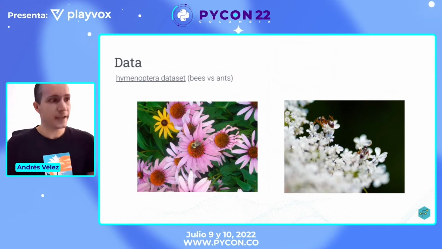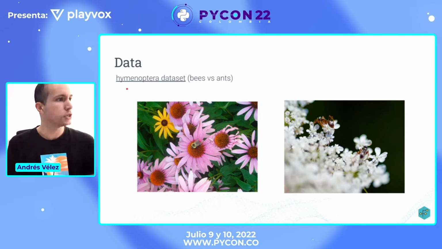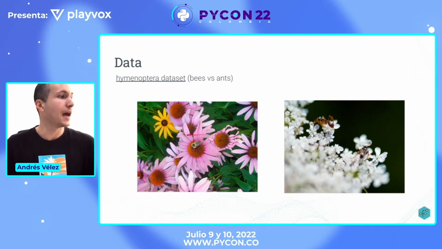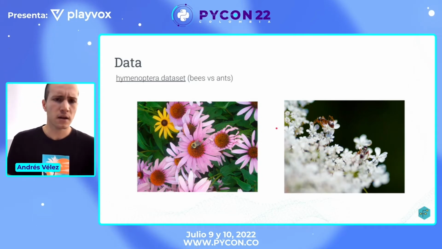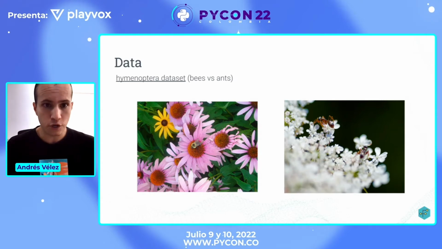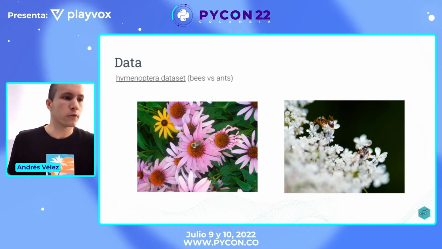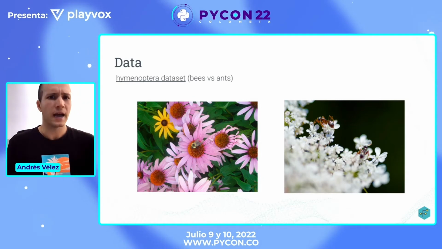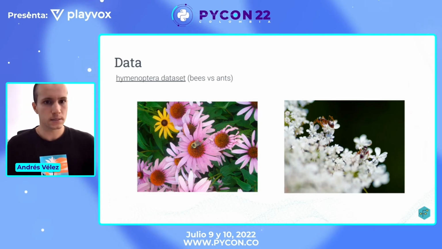So for the data, we are going to use the Hymenoptera dataset, which is a dataset in which the objective is to classify if an image has bees or ants, right? And it is a toy dataset for illustration purposes, right? For the training part, we have 124 images of ants and 121 images of bees.